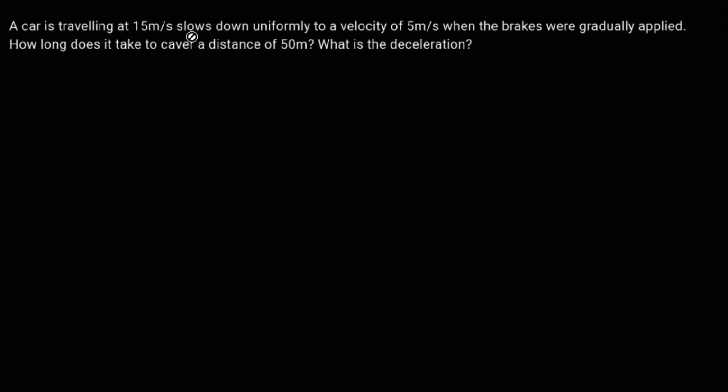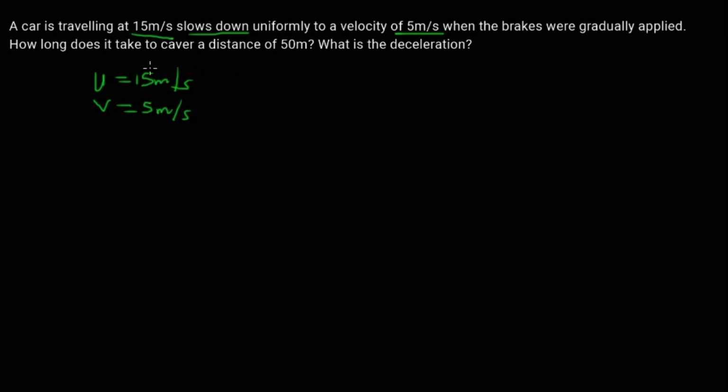A car traveling at 15 meters per second slows down uniformly to a velocity of 5 meters per second when the brakes are gradually applied. How long does it take to cover a distance of 50 meters? What is the deceleration? The initial velocity of this car is 15 meters per second. Then it slows down uniformly to a velocity of 5 meters per second, so that is the final velocity.